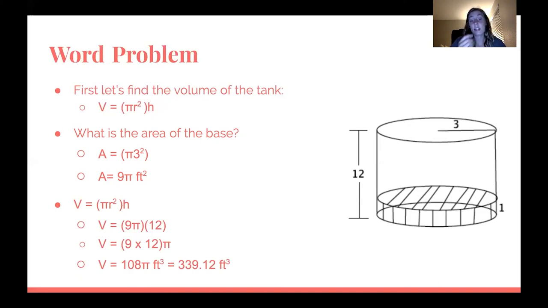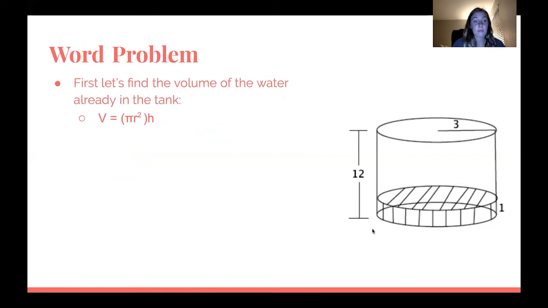When I did this already, where I multiplied 108 by pi, 3.14, I got 339.12 feet cubed. So that is our volume of the entire tank, 339.12 feet cubed. Okay, so we have that noted.